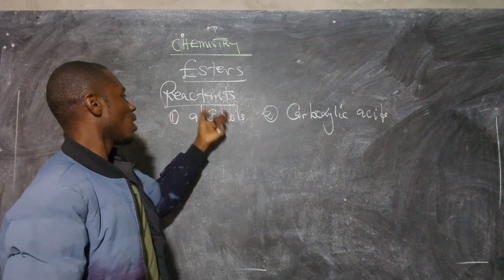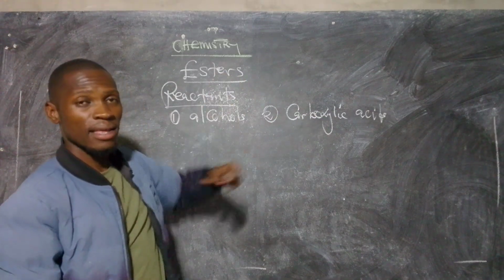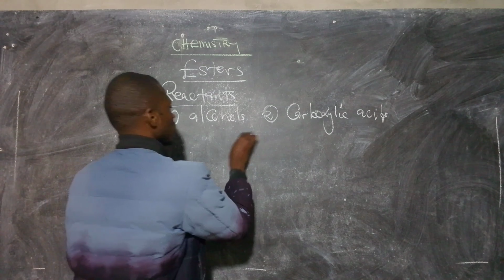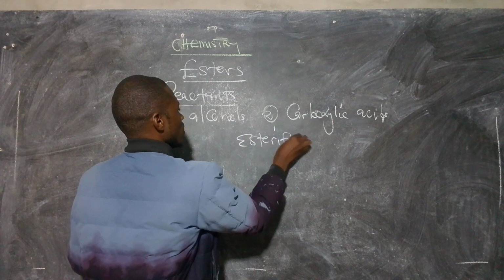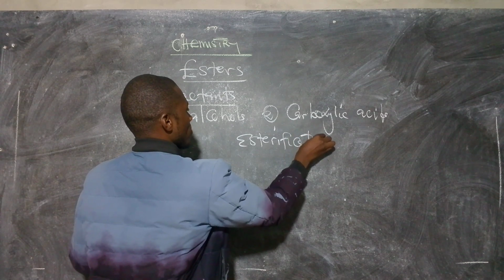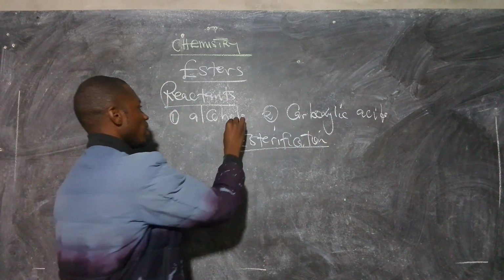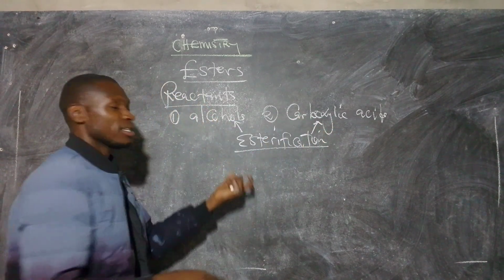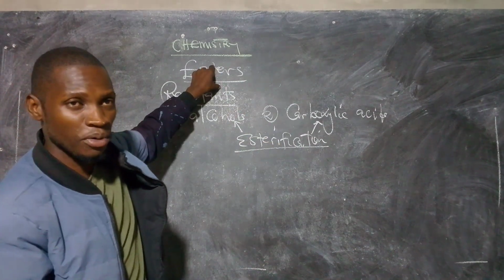So when alcohols react with carboxylic acid, we produce an ester. That process is called esterification. So esterification is a process where alcohol and carboxylic acid react to produce this ester as a product.